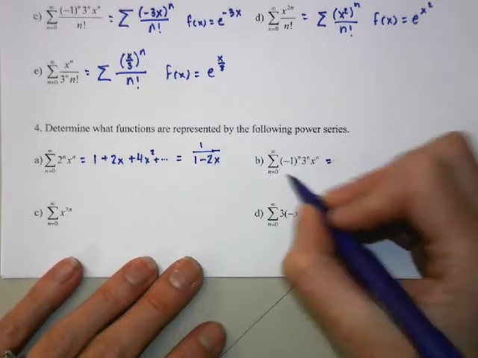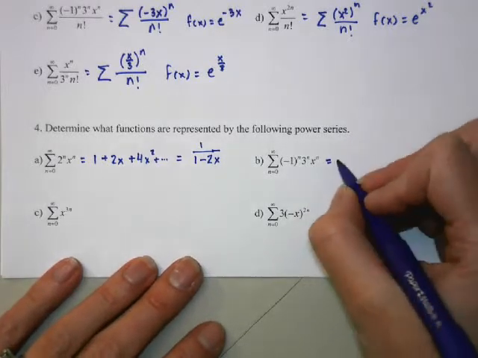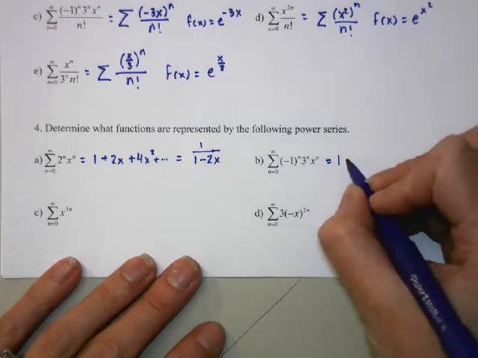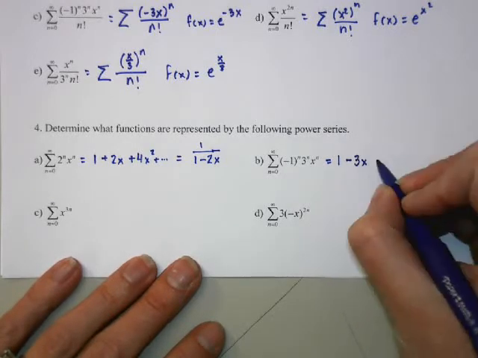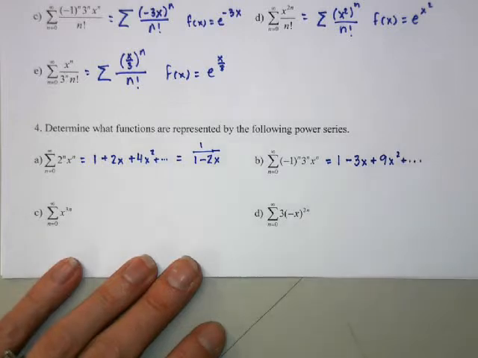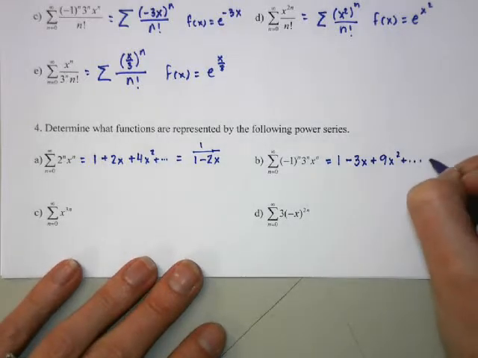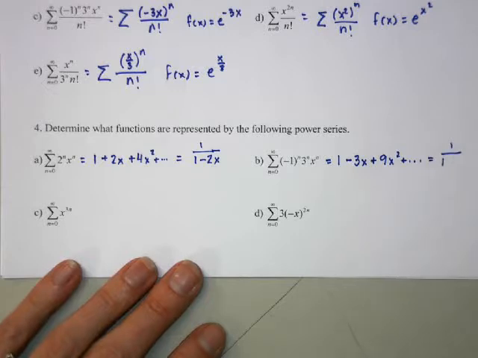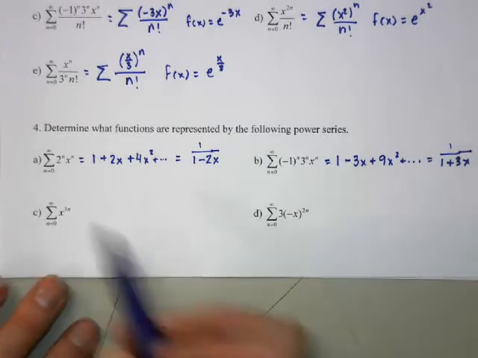Here, when I plug in 0, we're going to get 1 again. Then we'll have a minus 3x. Then we'll have a plus 9x squared. So this is going to be 1 over 1, and my common ratio is negative 3x, so this will be plus 3x in the denominator.